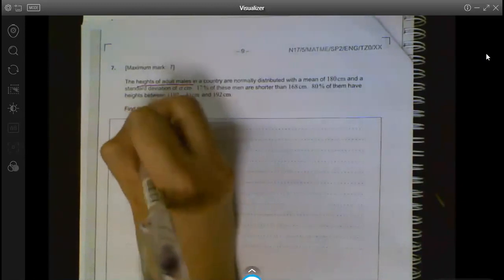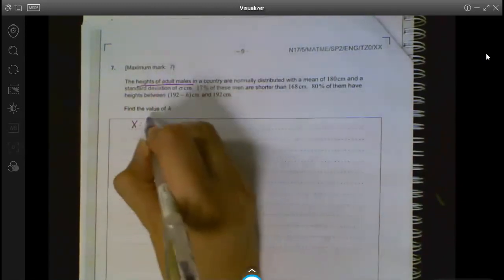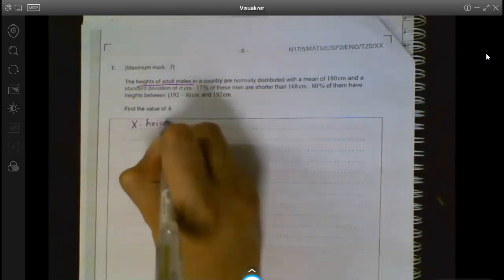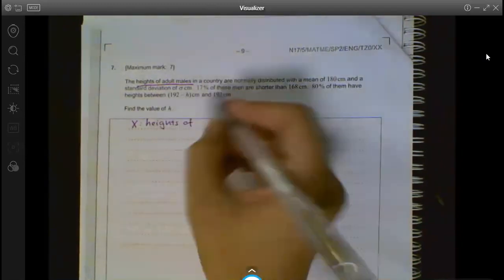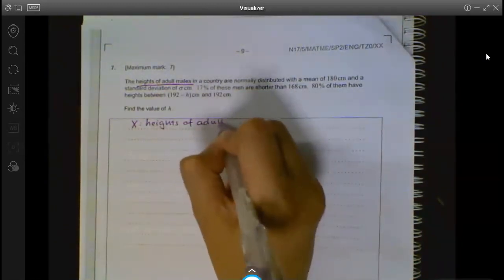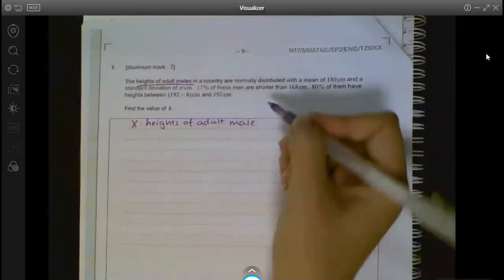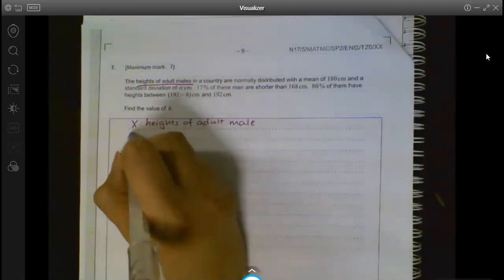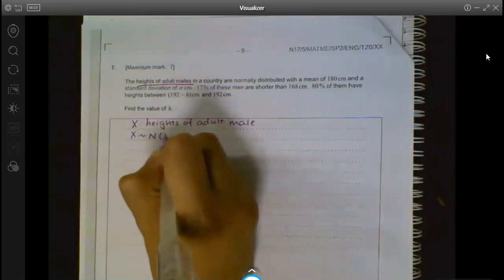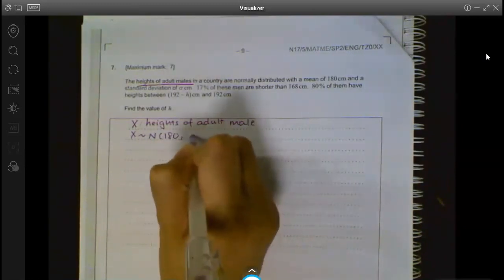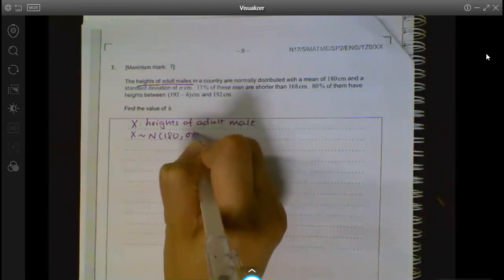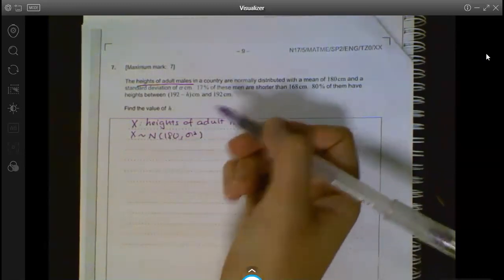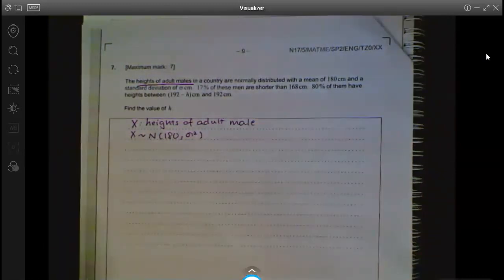Now first, let us define our variable. In this question, we are talking about heights of adult males. So let's say that x is heights of adult males. So x follows a normal distribution. Its mean is 180 and the standard deviation is sigma, so here we need to write sigma squared. It is unknown, so we have to leave it as an unknown.